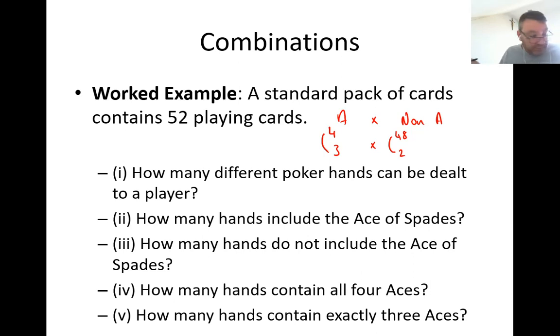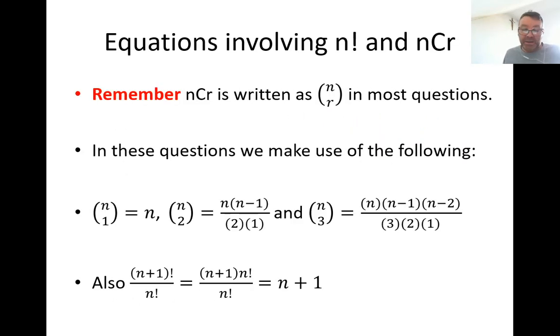And that's going to give me, if I do that very quickly, 4C3, obviously the same as 4C1, which is 4. And then 48C2, I'm going to do that on the calculator, is 1,128. So when we multiply those together, we get 4,512 different ways, or different hands, as we should say when we're dealing with poker.